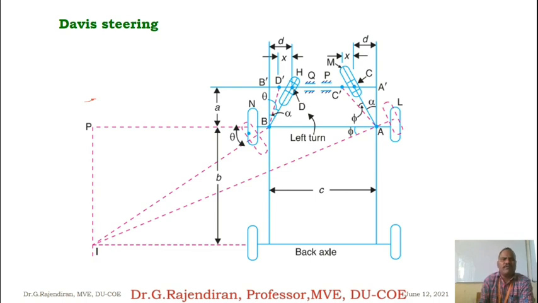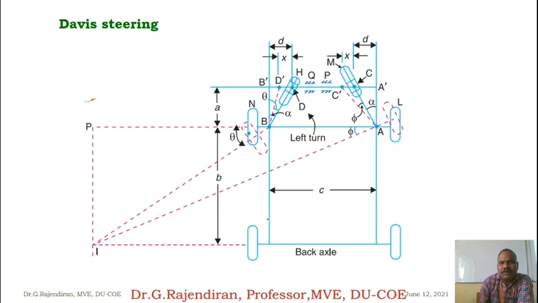Next we'll go for Davis steering. This is similar to Ackermann steering and it is assumed to be more accurate than the Ackermann steering system. As you know, this is the front wheel, these are the rear wheels. The initial position of the front wheels is the straight ahead position.